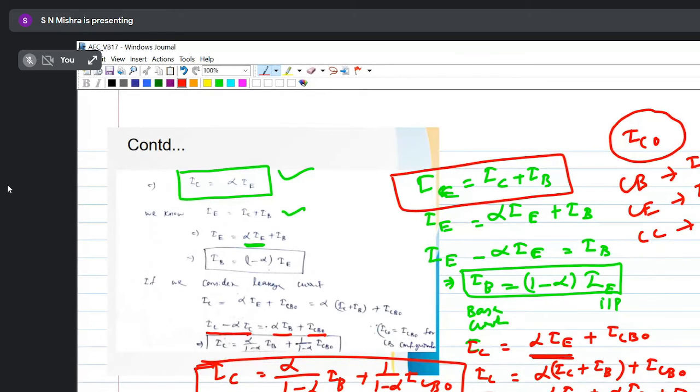So if leakage current is not given, then directly you can find IC equals alpha IE, like this one only. If leakage current is given, then you have to add ICBO. Similarly here also, if you know IB and leakage current, you can find out IC. So this is for common base configuration. Here it is written ICO equals ICBO for CB configuration.